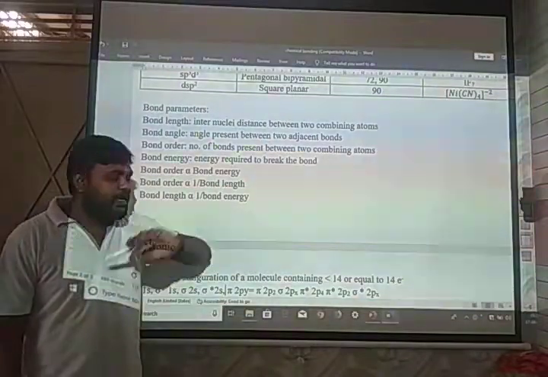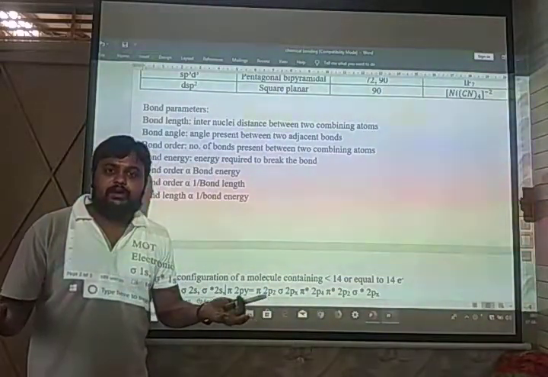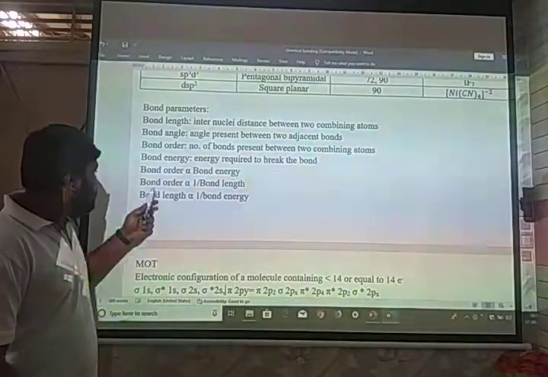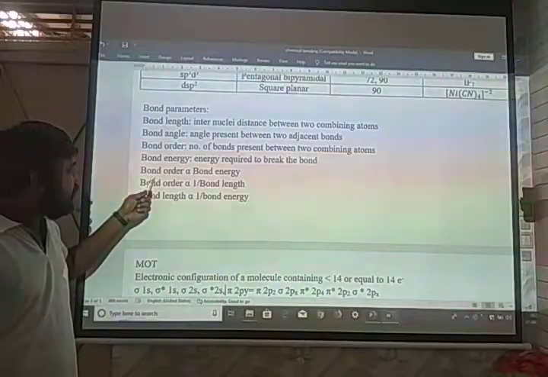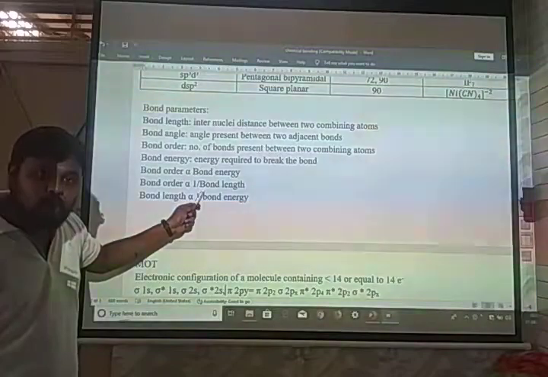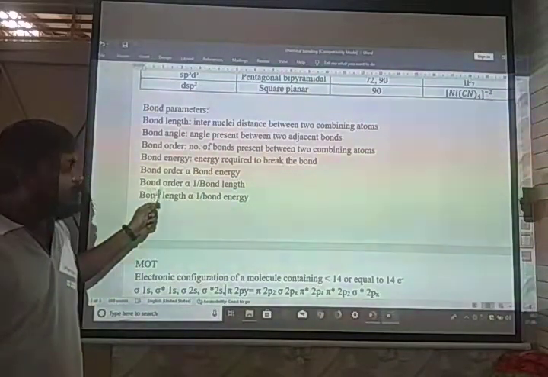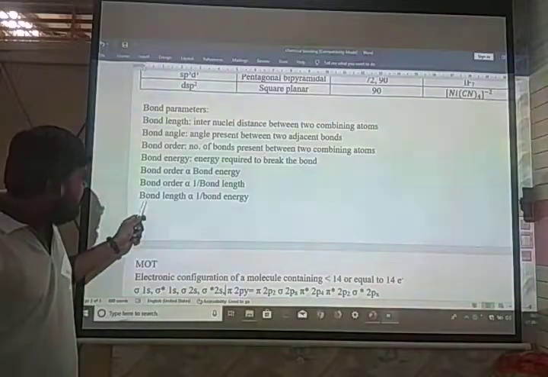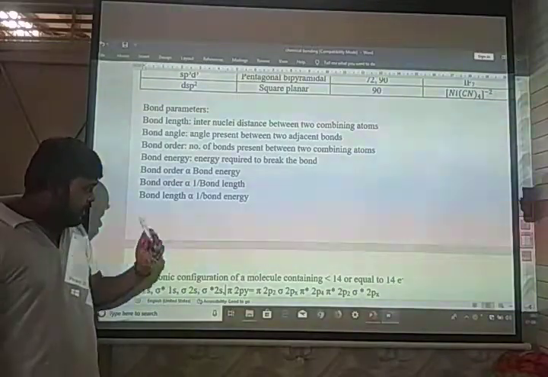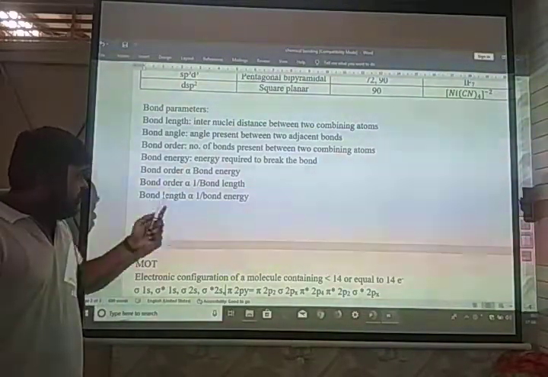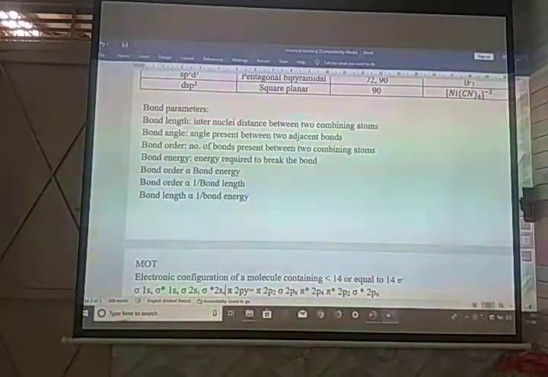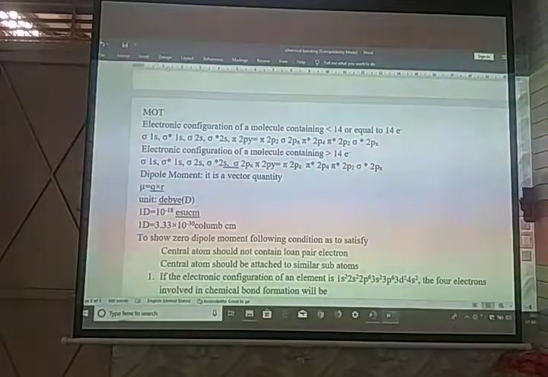So energy required to break the bond. If more amount of energy is required, it is a strong bond. If less amount of energy is required to break a bond, this is a weak bond. So similarly, we have another relations here. Bond order is always directly proportional to bond energy. Bond order is inversely proportional to bond length. The more the bond length, the less will be the bond order. So bond length is inversely proportional to bond energy. The more the bond energy, the less will be the bond length, or the lesser the bond energy, the more will be the bond length. So next we will go through with the questions.